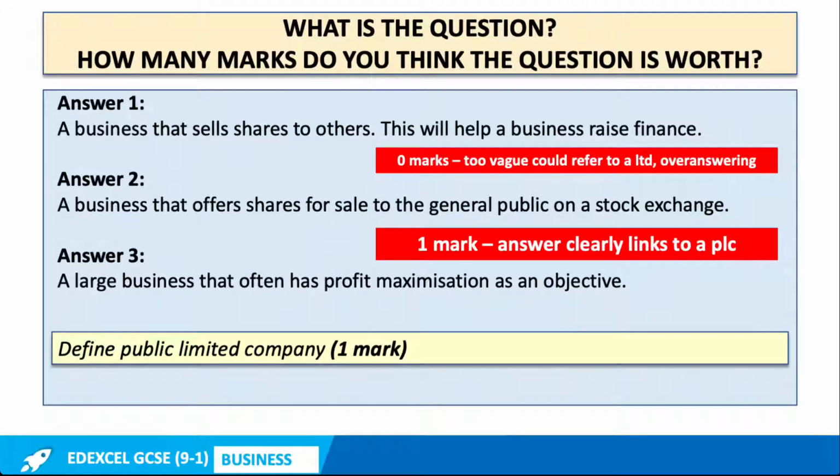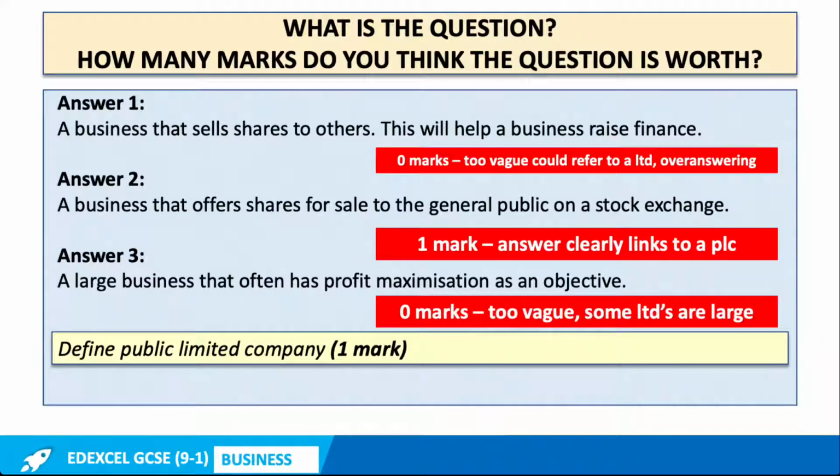So the first one, a business that sells shares to others. This would help a business raise finance. This is 0 marks because yes, a public limited company does sell shares to others. However, so does a private limited company. And therefore, that answer isn't specific enough for a 1 mark define question.